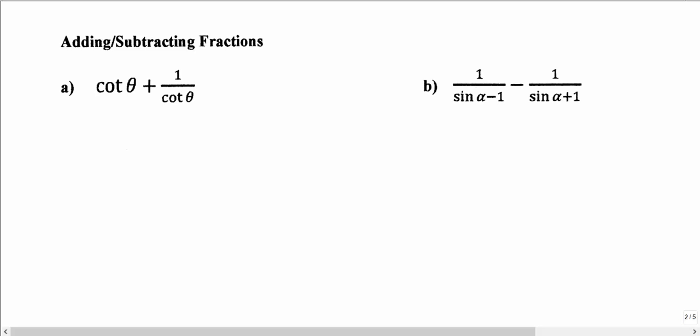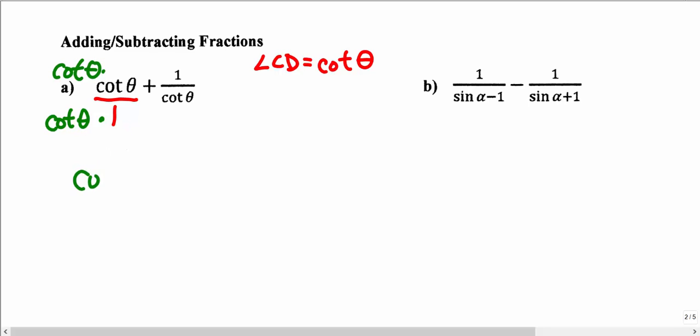Now we want to look at the idea of adding and subtracting fractions when trig functions are involved. Anytime that we add or subtract fractions, we have to have a lowest common denominator. So we need these to have the same denominator. Right now we have cotangent theta over 1 plus 1 over cotangent theta. The LCD, when I look at those denominators, would be cotangent theta. And we would need to multiply top and the bottom of the first fraction by cotangent theta.